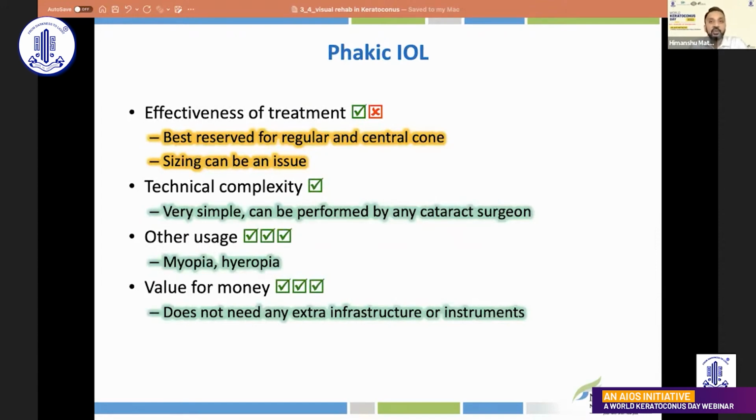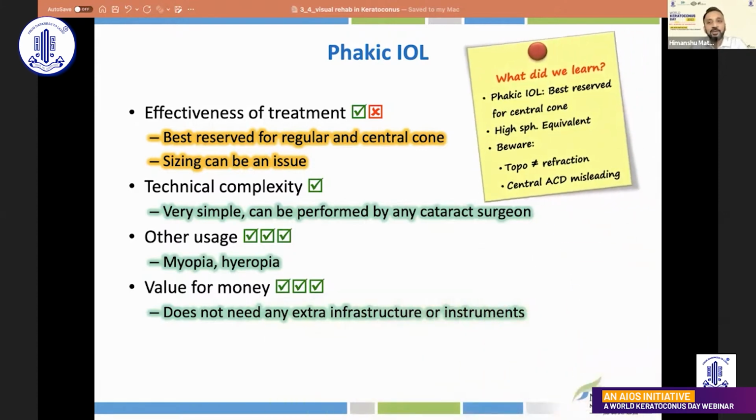Sizing can be an issue. So the surgeon needs to be aware of how to handle these things. Technically, it's a very simple procedure and can be performed by any cataract surgeon also. And other usage wise, well, it can be used for myopia, hyperopia, and many other things. Hence, phakic IOL is certainly a procedure which can be used by many surgeons. Value for money, well, it certainly does not require any special infrastructure or instrument. Hence, it's certainly value for money.